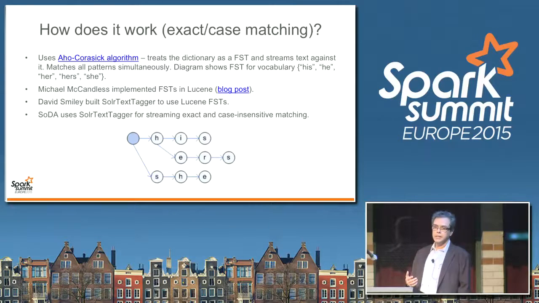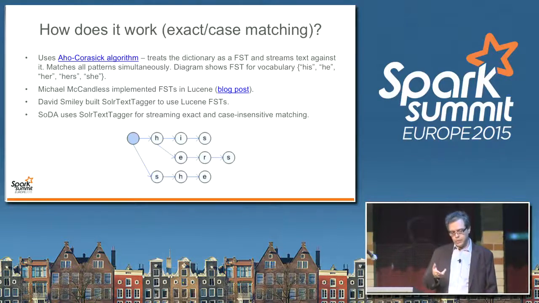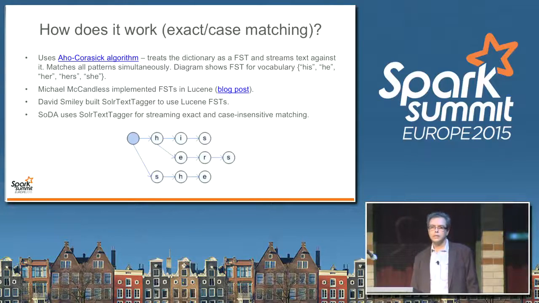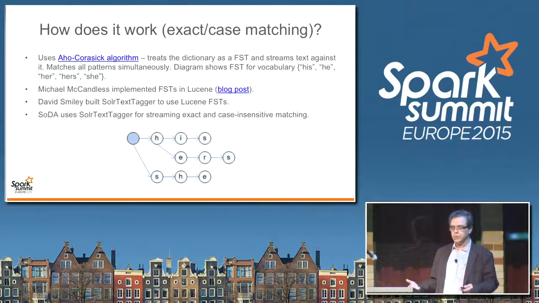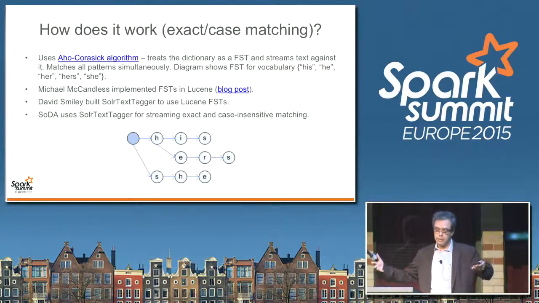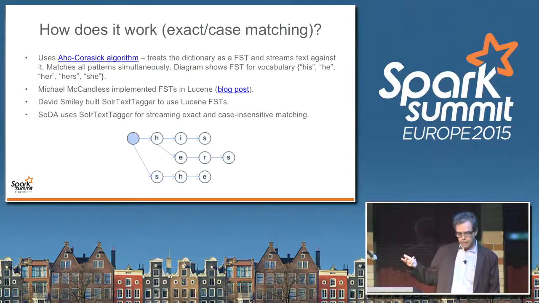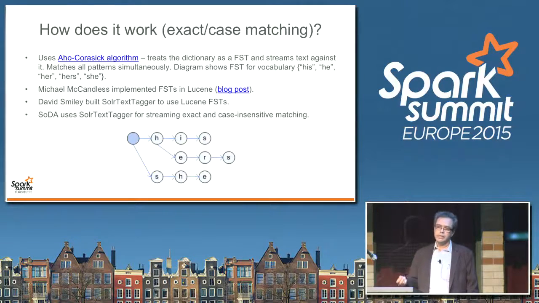However, for large dictionaries, it's still not possible to have this in memory. So the breakthrough comes when Michael McCandless, a Lucene/Solr committer, implemented FSTs within Lucene. He basically used the fact that Lucene stores all its terms in sorted order, and he created this FST, which is much more compact in terms of memory. David Smiley built SolrTextTagger as a Solr plugin to handle a very similar problem to what I'm handling now. And I basically used SolrTextTagger to do the exact case matching.